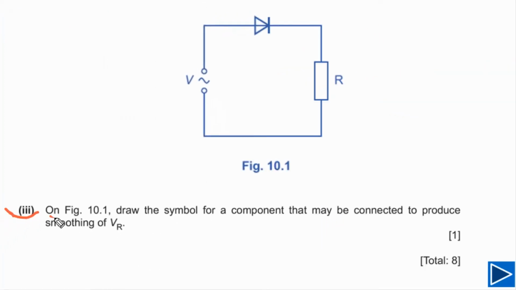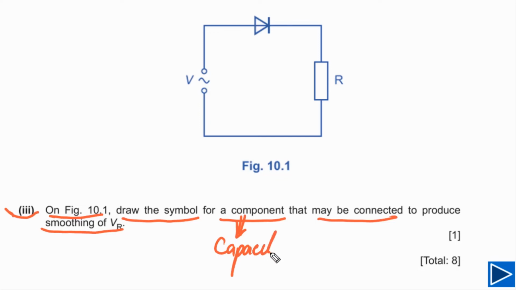For the last part on figure 10.1, we need to draw the symbol for a component that may be connected to produce smoothing of VR. First we need to understand what kind of component to connect. We need to connect a capacitor in this case, because a capacitor can be used to store energy. So we need to connect the capacitor across this resistor. This is how we need to connect the capacitor. This question has only 1 mark. If you have drawn a capacitor in parallel with this resistor, you will get 1 mark, and that is a B mark.